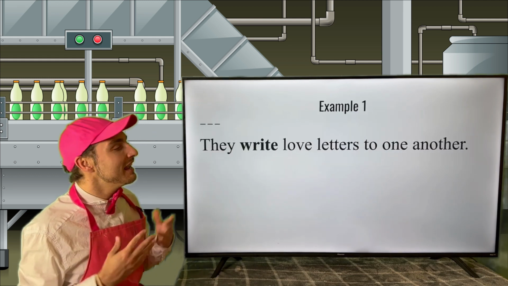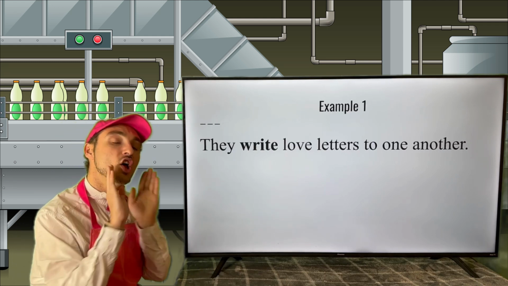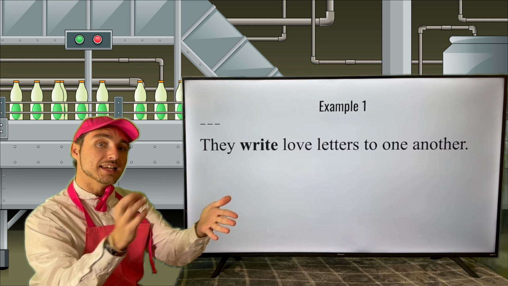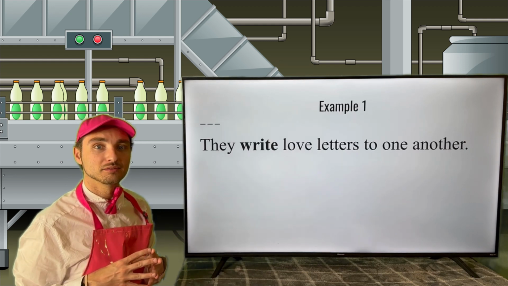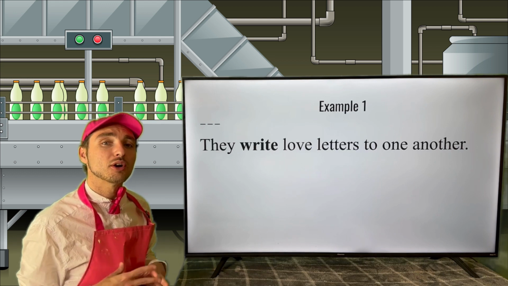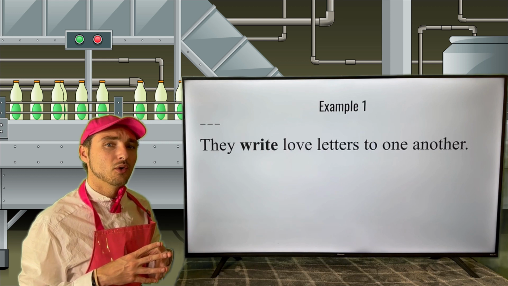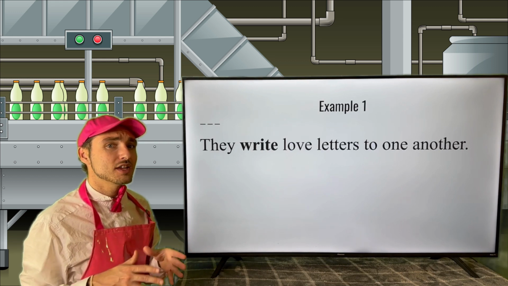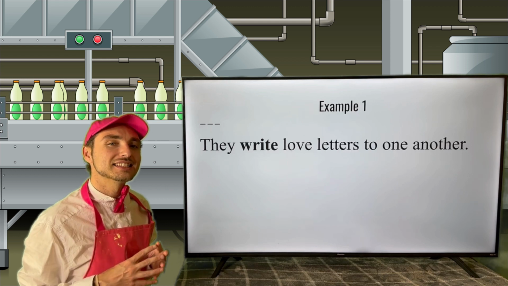Example, they write love letters to one another. Aww. So they are writing, doing the act of writing love letters to one another. That's what's going on here, the verb write. In the other scenario, right was an adjective or a noun. Here, it's a verb. Let's look at a second example.